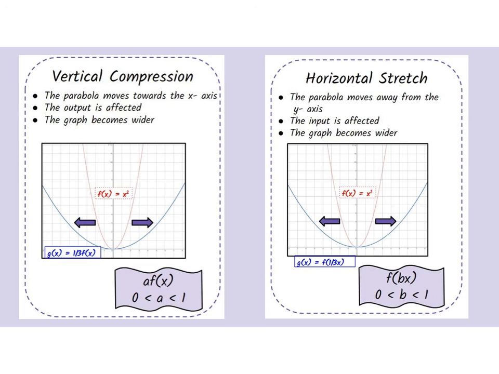So if you look at this, the vertical compression and the horizontal stretch look exactly the same. So you really have to pay attention to input versus output. Okay, so vertical compression, horizontal stretch look the same. So again, if you are just given the graph, so you don't know what to call it, you need to have the function. So I see that this is output, so I'm talking vertical since it's output.